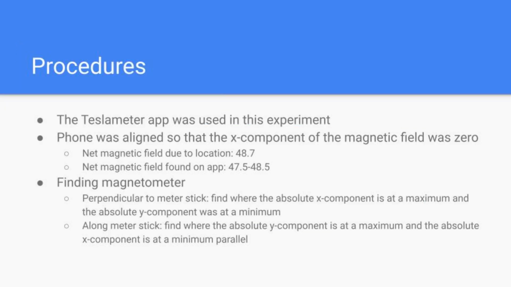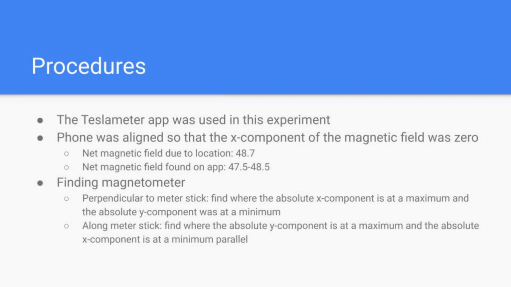I used the app Teslameter to find the magnetic field values. I compensated for magnetic north by aligning my phone so that the x-coordinate of the magnetic field would be 0. The net magnetic field for my location was 48.7 and the net magnetic field found on the app was about 47.5 to 48.5 microteslas, which was appropriate for this experiment.